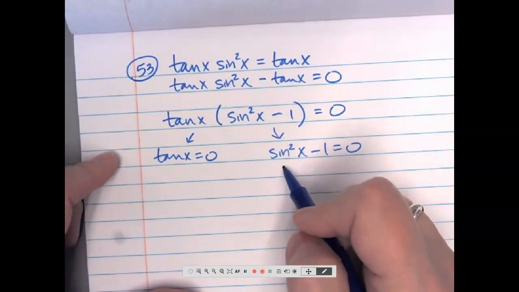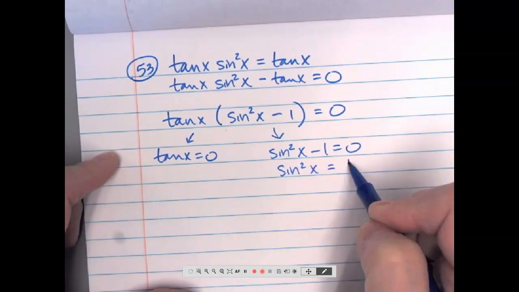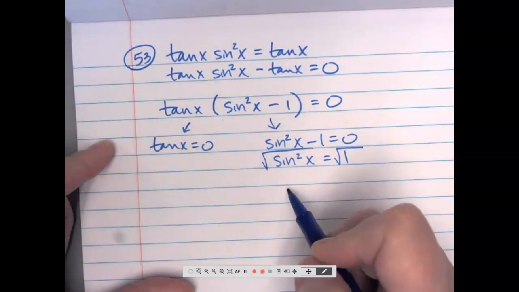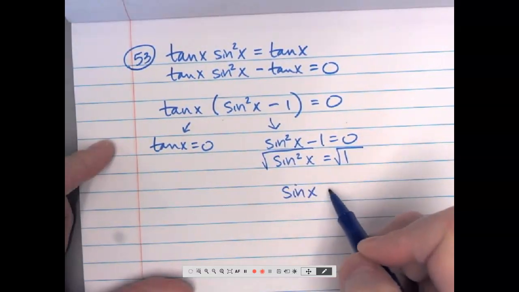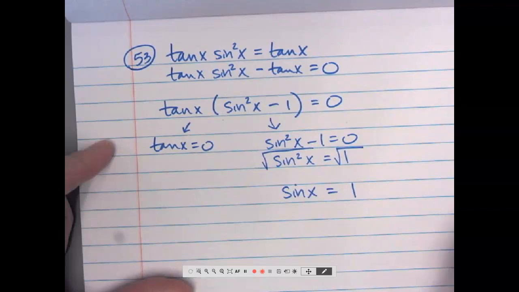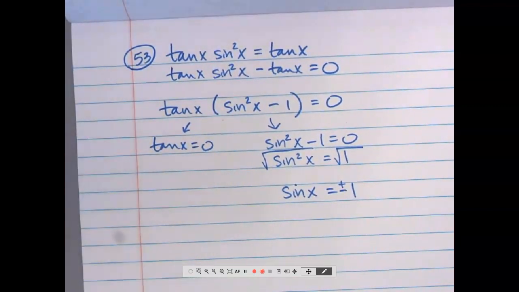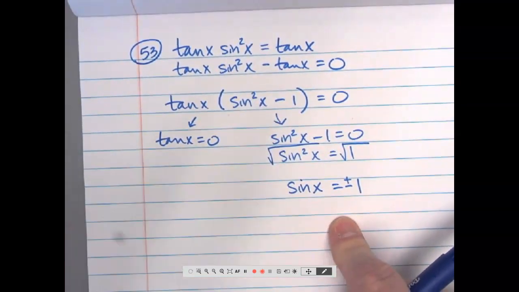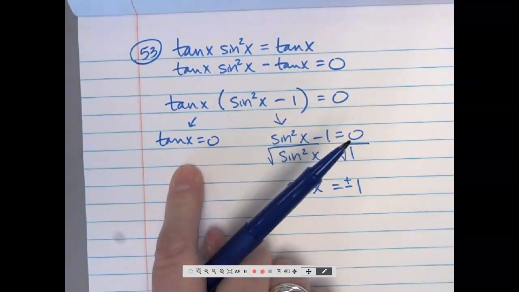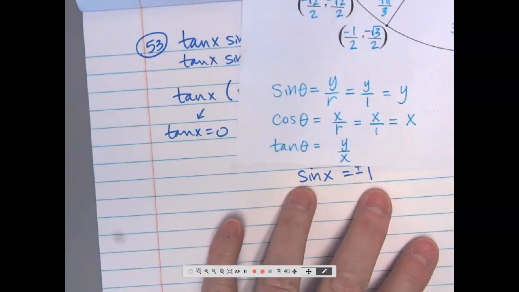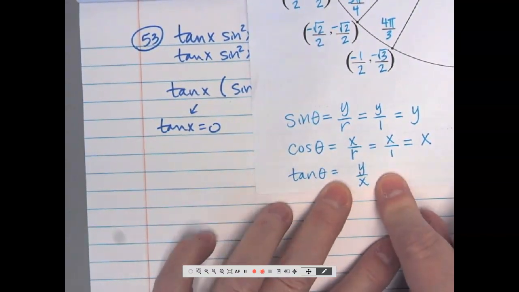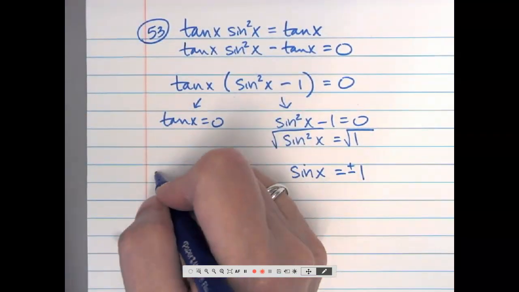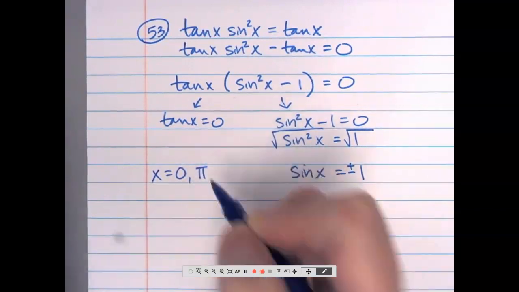Okay, if we add 1 to both sides, and I square root both sides, am I looking for where sine is 1? Positive or negative 1. Don't forget to do the plus or minus. Okay, so I'm looking for where tangent is 0, where sine is 1, or negative 1. Okay, and just like we said a minute ago, tangent is y over x. So if I want y over x to be 0, I'm really just looking for where y is 0. We already answered that question above, so we know that that is 0 and pi.